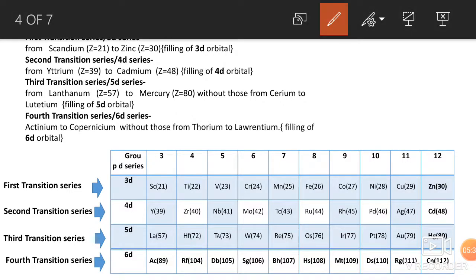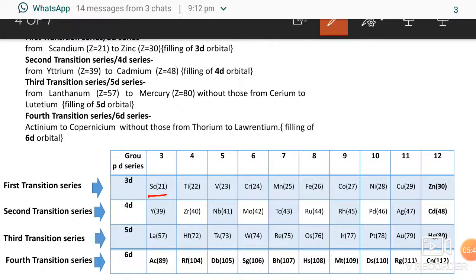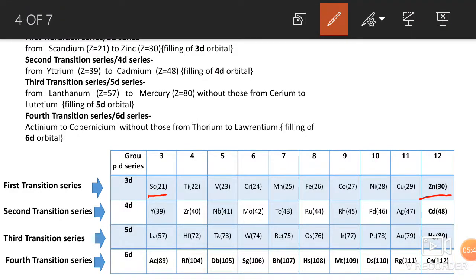The first transition series starts with scandium, which has atomic number 21, and it ends with zinc, which has atomic number 30. Again, this first transition series is also called the 3D series, because in all these elements, the fourth energy level is outermost. But as these are the D block elements, the last electron enters the D subshell of the third energy level. Therefore, this first transition series is also called the 3D series.